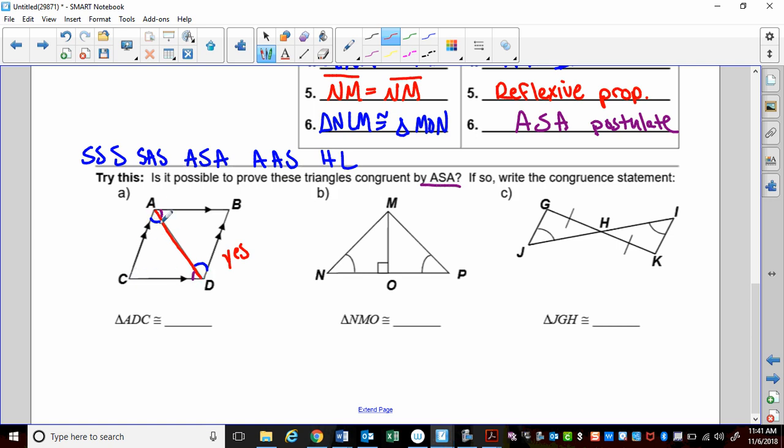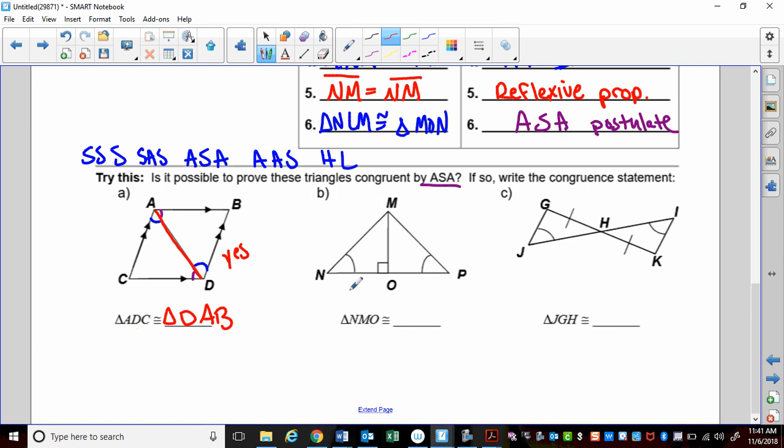A is the one with the blue congruency mark. In the top triangle, which one has the blue congruency mark? D. Then we went to D, which is in the bottom triangle, the one that has the purple congruency mark. On the top triangle, the one that has a purple congruency mark is A, and then the last one is B. That order does matter.